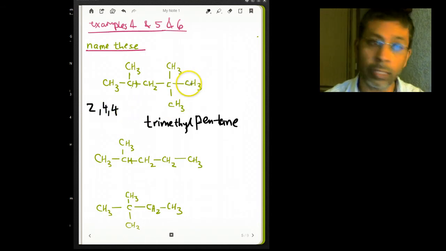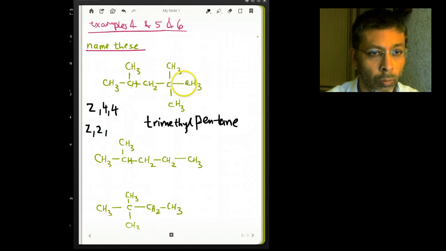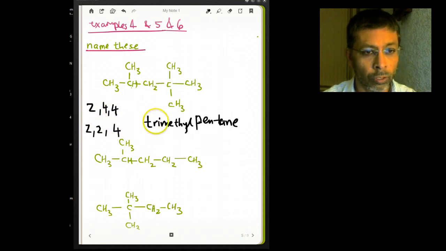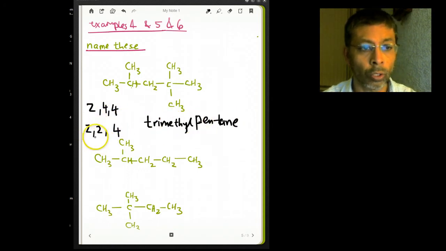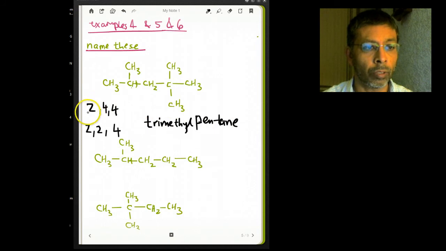Or let's count from this side. 1, 2, so 2 and 2. 2, 2, 1, 2, 3, 4. 2, 2, 4. So which one's it going to be? 2, 4, 4 trimethyl pentane or 2, 2, 4 trimethyl pentane. Remember, go with the lowest sum. We've got that adds up to 10, that adds up to 8, so it's going to be this one here. So just rub this one out.